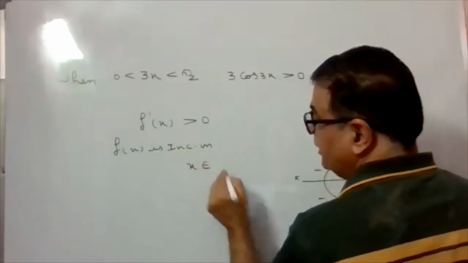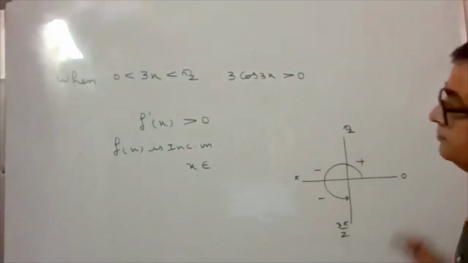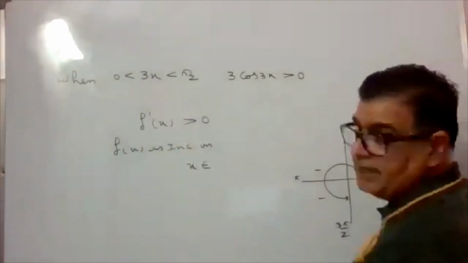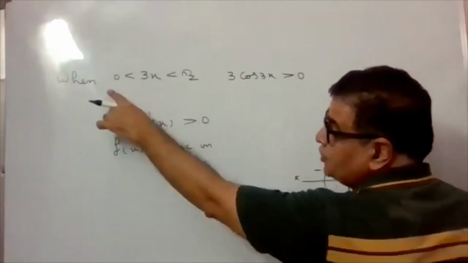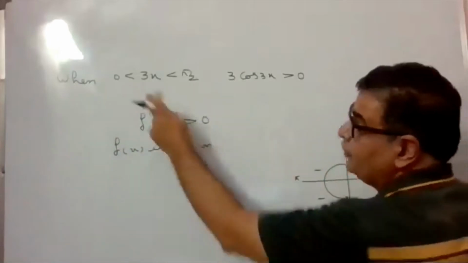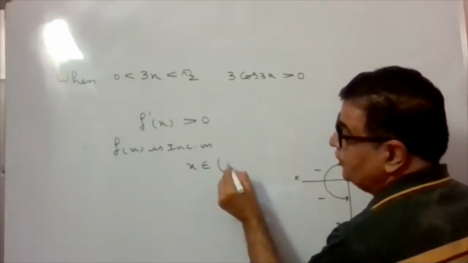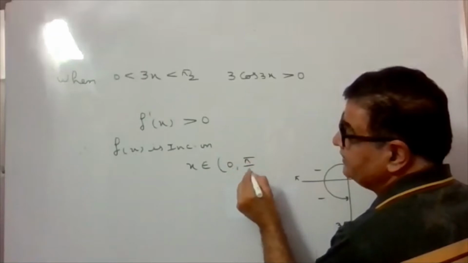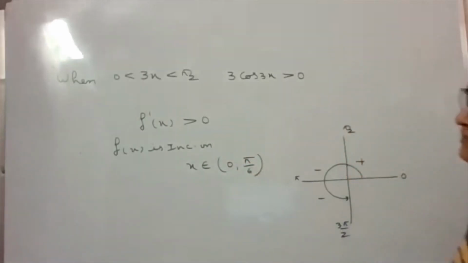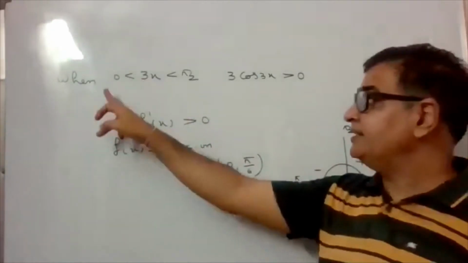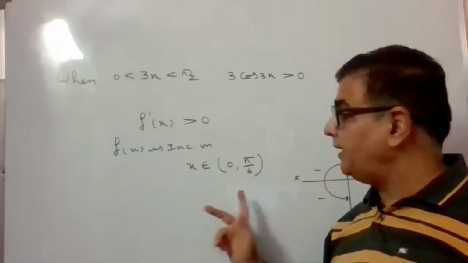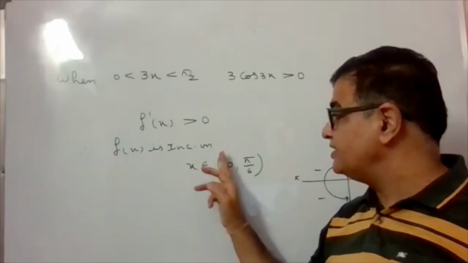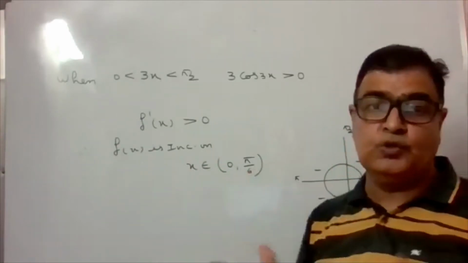on x belongs to. And now we want x to be calculated. So when you want to calculate x, you should divide by 3. When you divide by 3, it will come 0 to pi by 6. When 3x is between 0 and pi by 2, at the same time x will go between 0 and pi by 6. So we will say the function is increasing on x belongs to 0 to pi by 6.